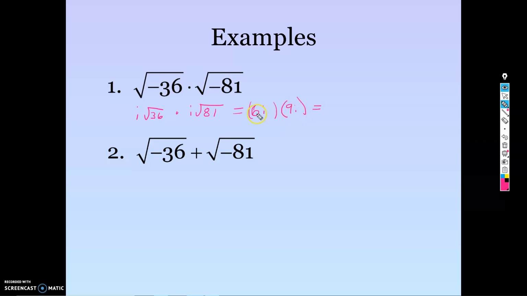So this will simply be 6 times 9 is 54. And then we get i times i. So 54 times i squared, we just saw i squared is negative 1, so this will equal negative 54.